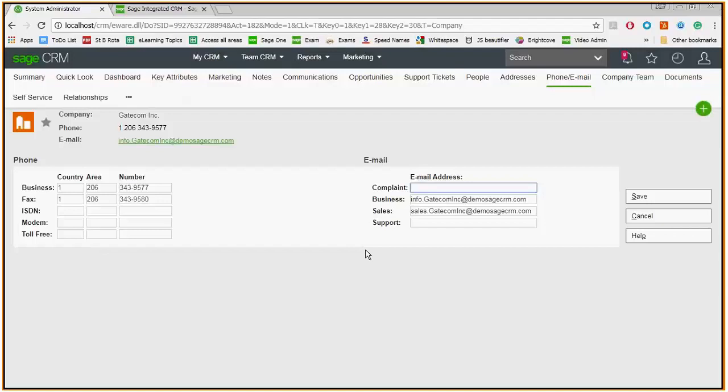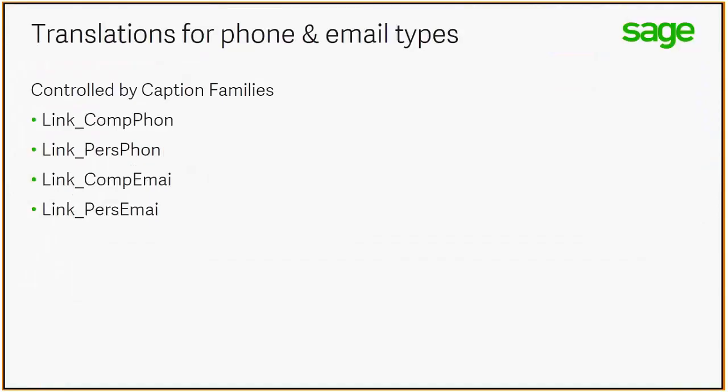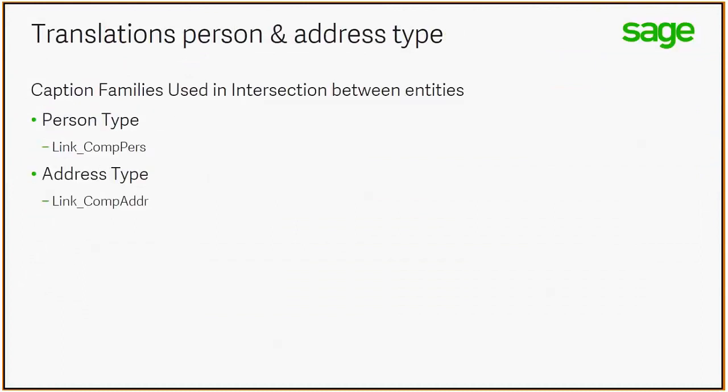Okay. Now this idea of using translations specifically as a form of metadata for glue applies elsewhere within the system as well. It applies for things like the caption families used to control the types of address, the types of person that are allowed. So translations and metadata are used to provide additional information in the intersection between entities.